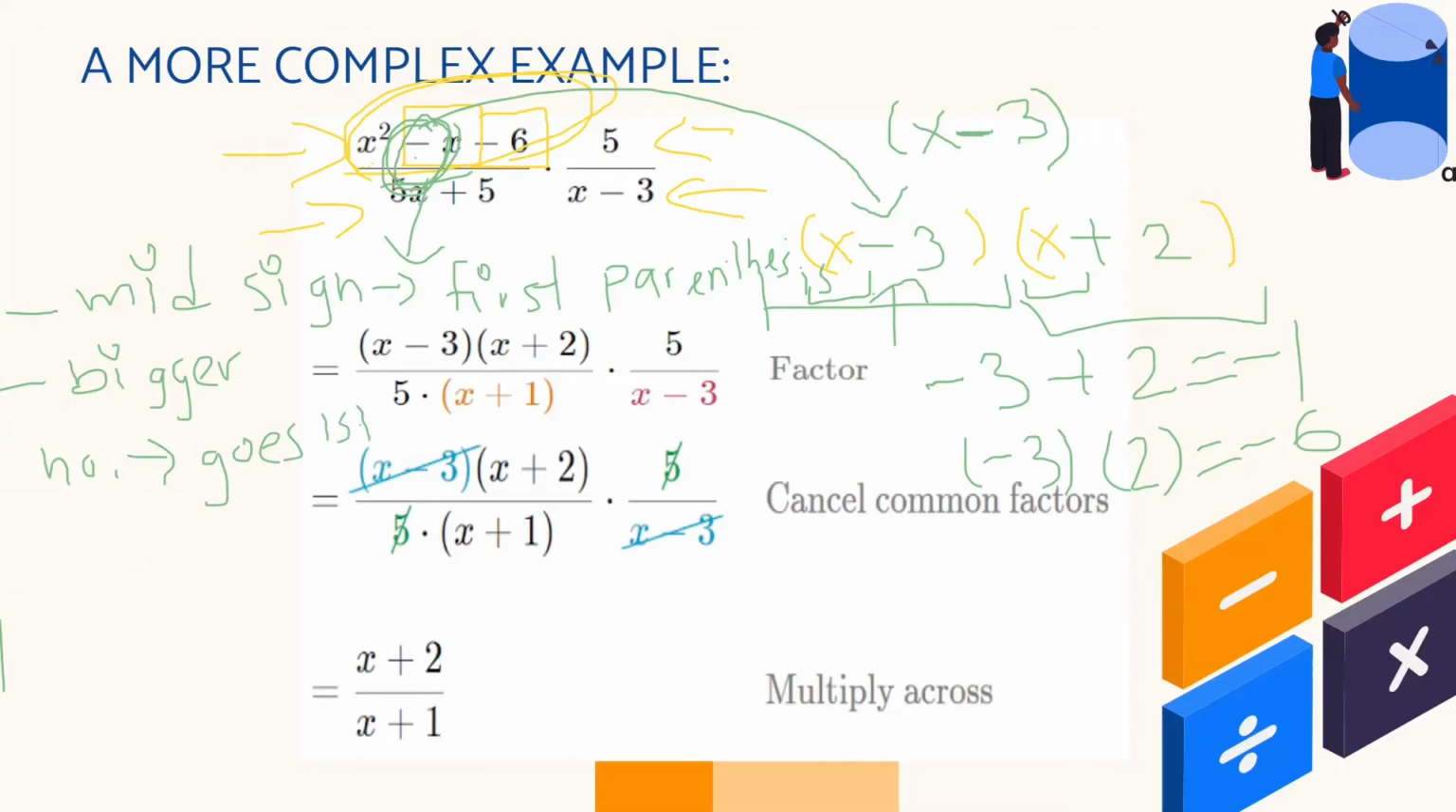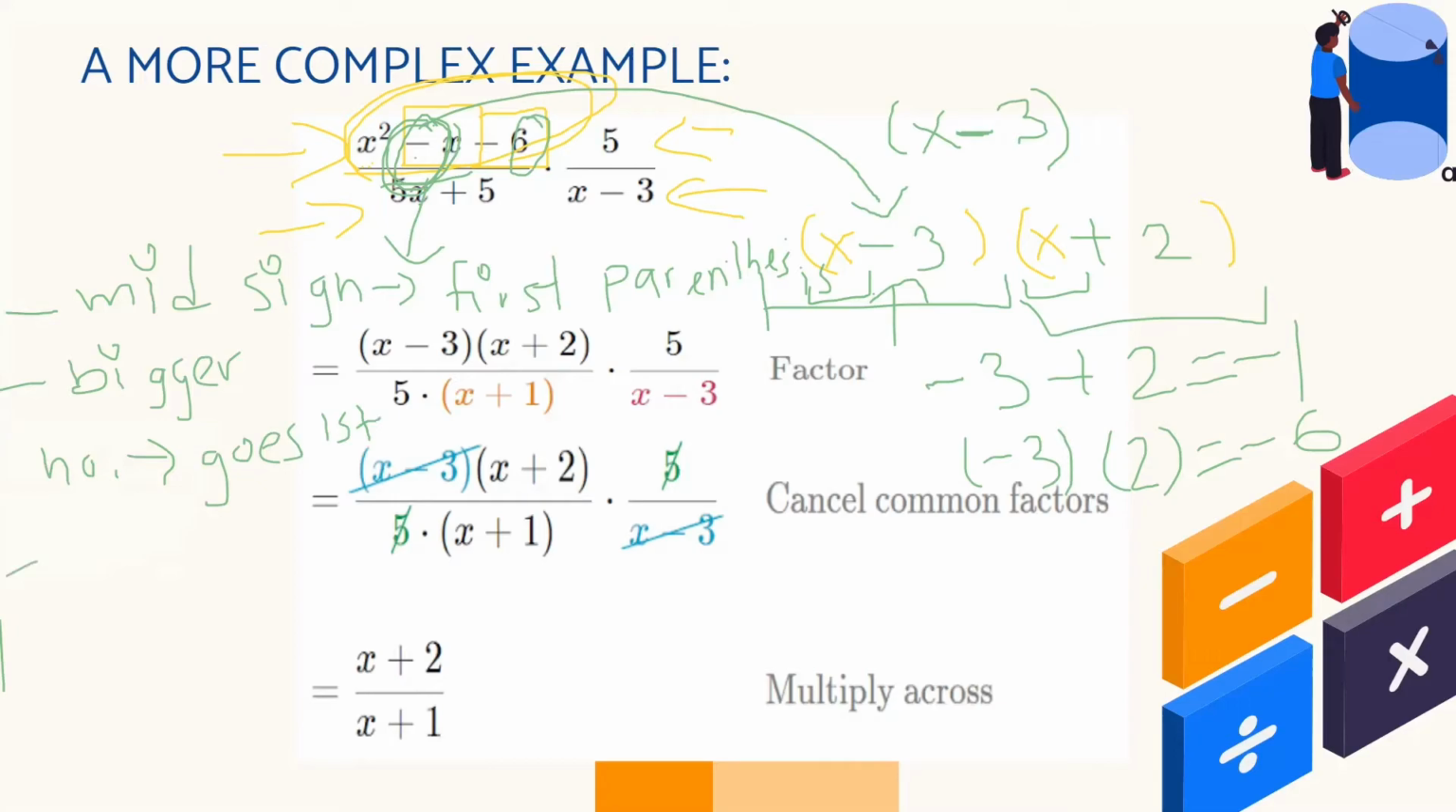So if you can figure out what the factors of 6 are, between those two numbers, the first one should be the bigger one, right? So the middle sign should go in the first parenthesis, and the bigger number should go in the first parenthesis. That should literally give you one of the factors, and you can literally figure out the other one, right?